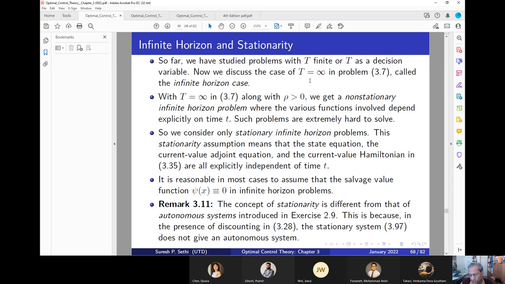One thing I'd like to tell you is, when T equals infinity, we need to have a discount rate. Because if we don't have a discount rate, then the objective function can be infinity for many different trajectories. And if the objective function is infinity for many different trajectories, which one do I choose? Well, everything is optimal. You cannot do better than infinity. But infinity is such a big thing, you could be infinity in many different ways.